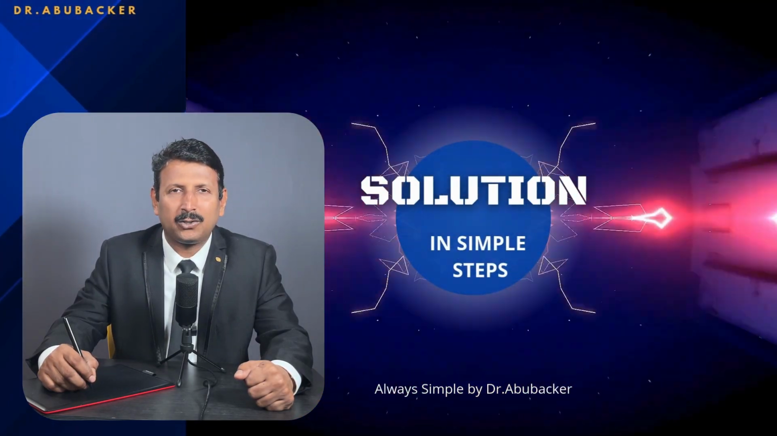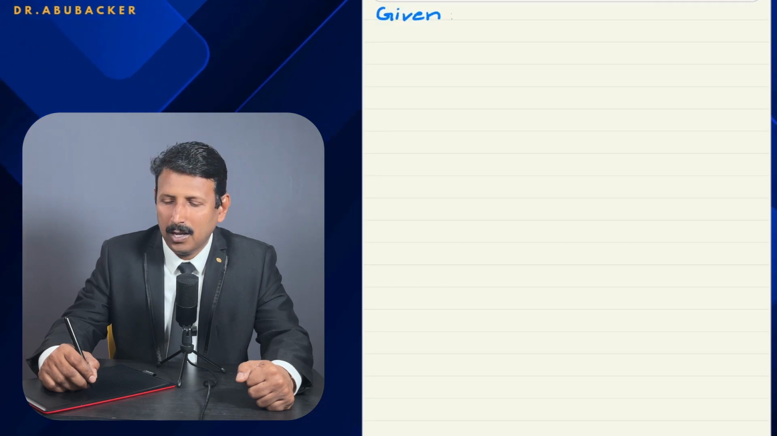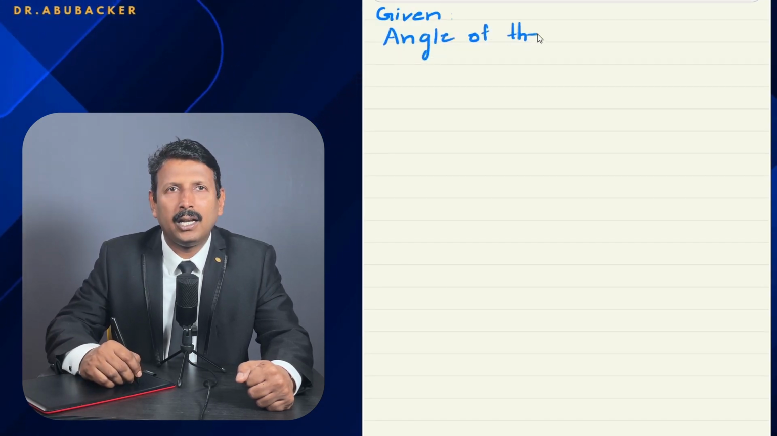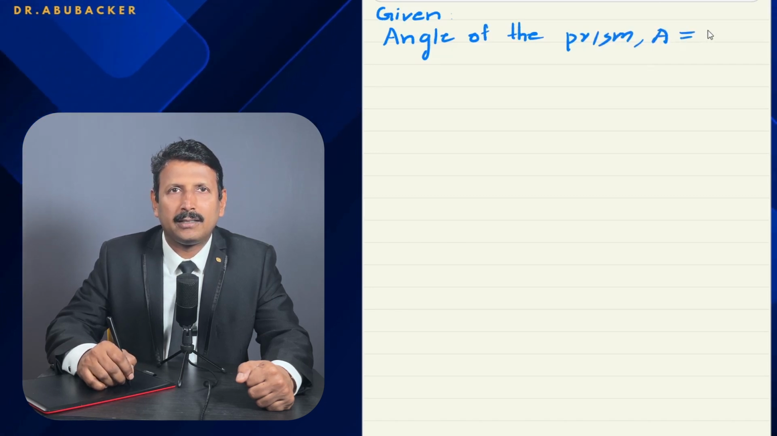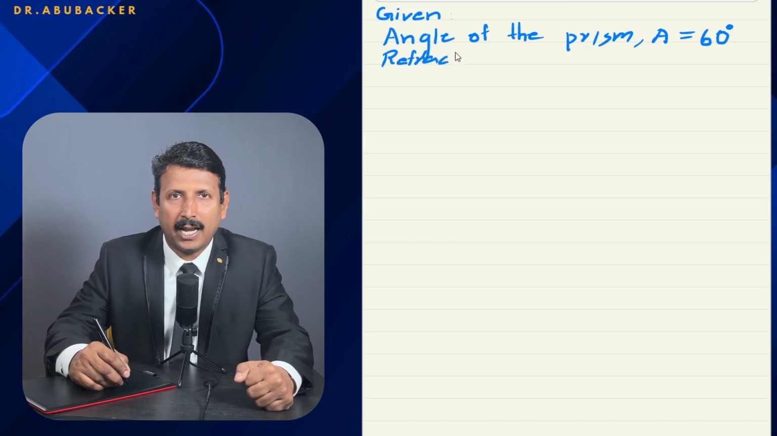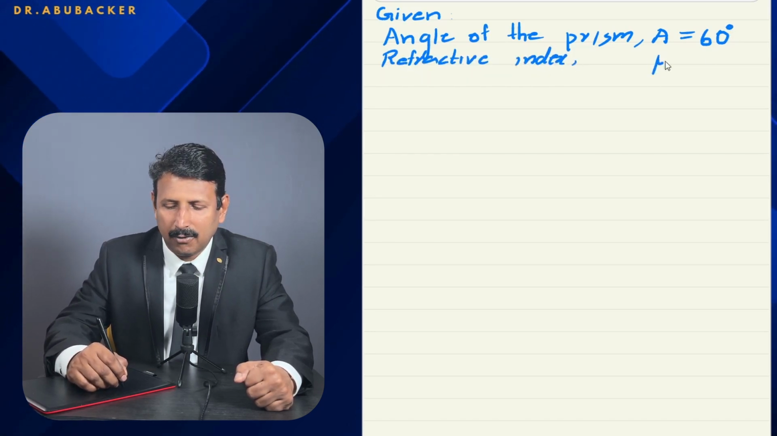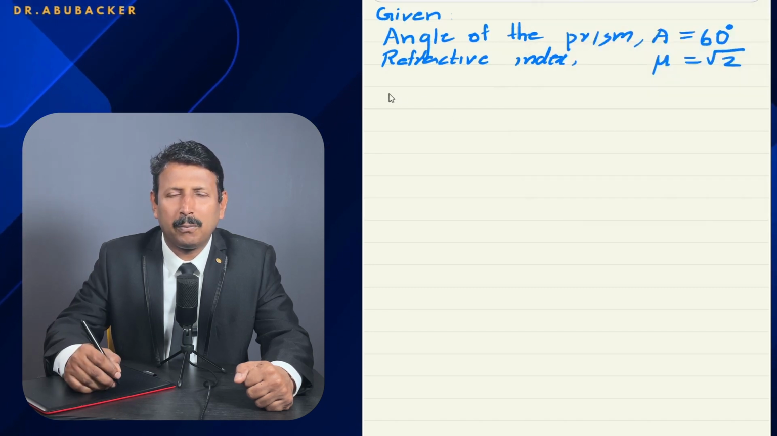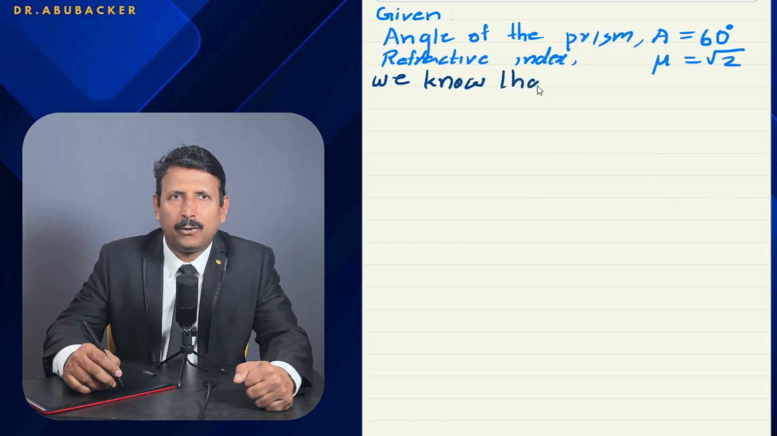So we will solve this question in simple steps. We'll make it maximum simple. So first we will write what the data given here is. Given, angle of the prism A is equal to 60 degrees. Sometimes they give this question as an equilateral triangle. That time also you can write A is equal to 60 degrees. Second, refractive index mu is equal to √2. So these two pieces of information are given.